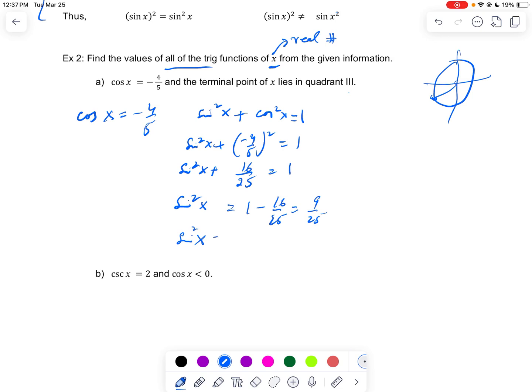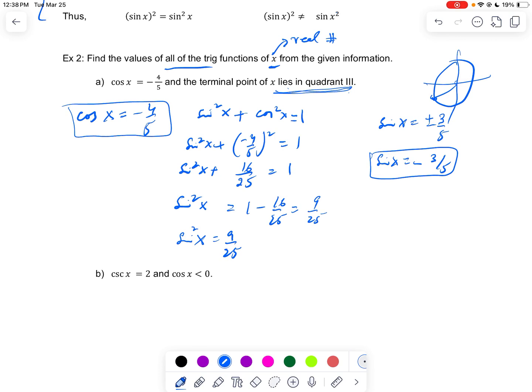So when I find sin x, sin x will be equal to plus or minus 3 over 5, right? But we cannot have two values. We have to have only one value of sin x. So which one will it be? Now remember, this information gives us that clue: because it is quadrant 3, the y is negative. So we will say now that sin x is negative 3 over 5. So you got the value of cosine x, and we got the value of sin x.